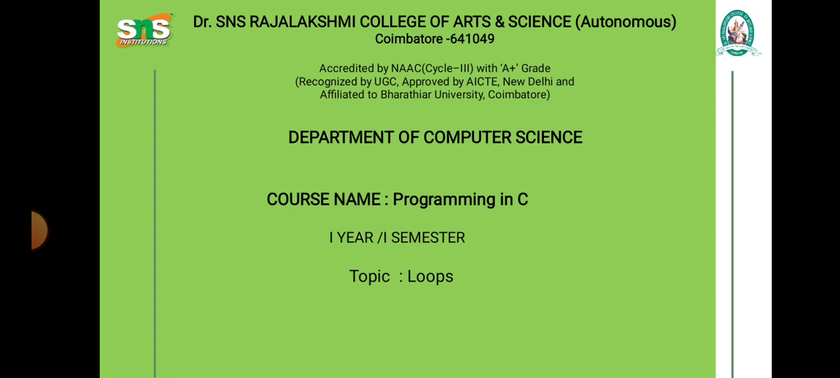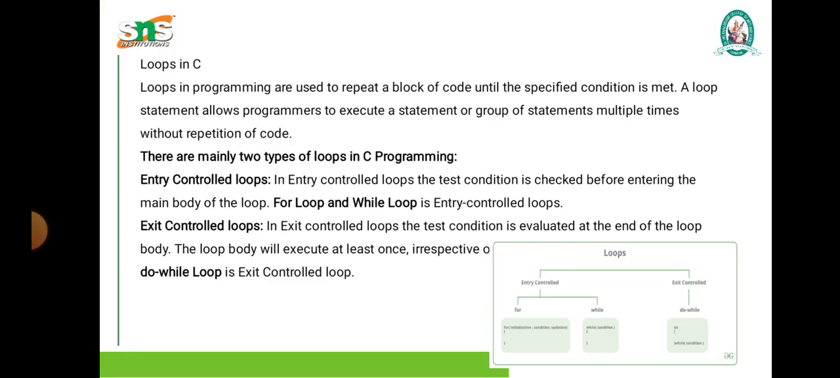In this video, we are going to discuss the loops in C. So, what are all the loops available in C programming? Before entering into the types of loop statements, we have to know what a loop is. Loops in programming are used to repeat a block of code until the specified condition is met. A loop statement allows programmers to execute a statement or a group of statements multiple times without repetition of code. This is the main purpose of using loops in programming languages.